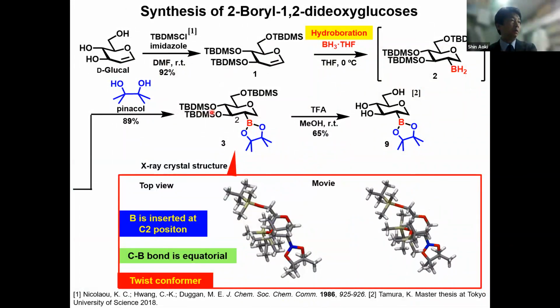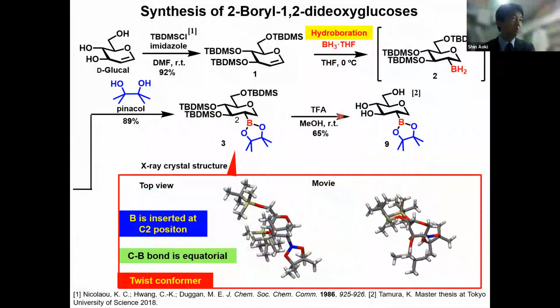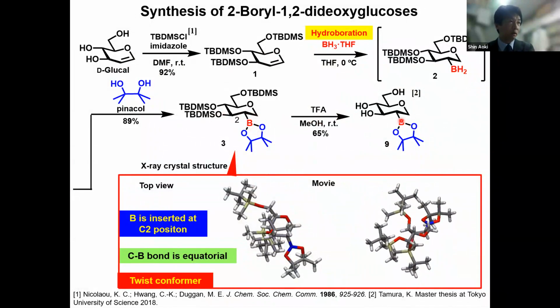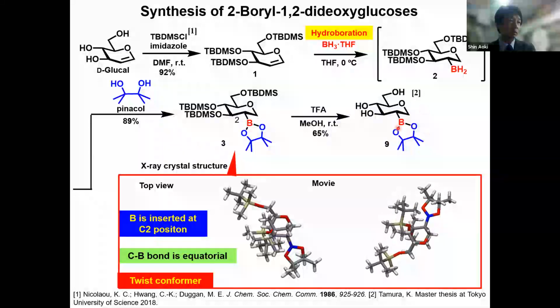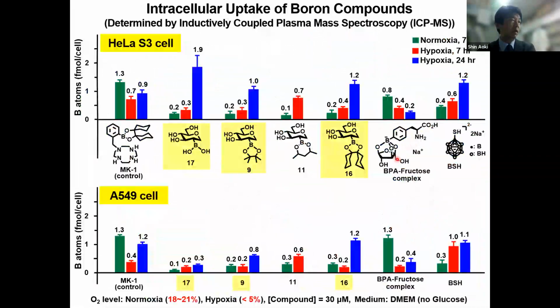After that, the TBDMS protecting group was removed by trifluoroacetic acid to obtain this type of compound. And we have synthesized several boron glucose derivatives, and measured the intracellular uptake of these compounds under normoxia and hypoxia conditions into HeLa cells and A549 cells.